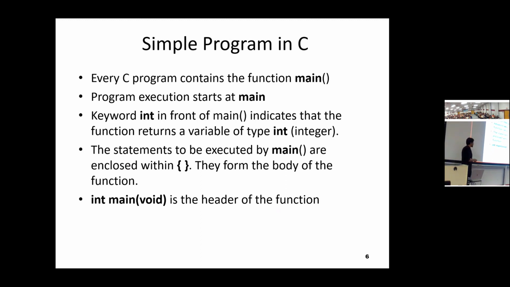So as I was explaining right now, int main void is really the header of the main function. Int is the return type. Void is the input parameter. We don't pass anything, so it's void. And main is the name of the function.